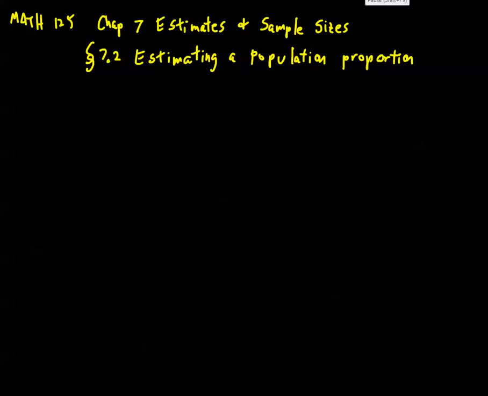Good morning. Today we're going to start Chapter 7. Chapter 7 is entitled Estimates and Sample Sizes. And the first section of Chapter 7 is 7.2, Estimating a Population Proportion.